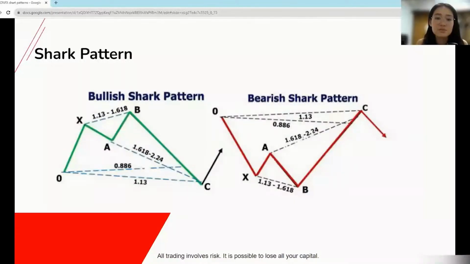Okay. So you can see the arrows. Once price breaks out of this level here, then we're expecting it to reverse. Similarly over here, we're expecting it to reverse.